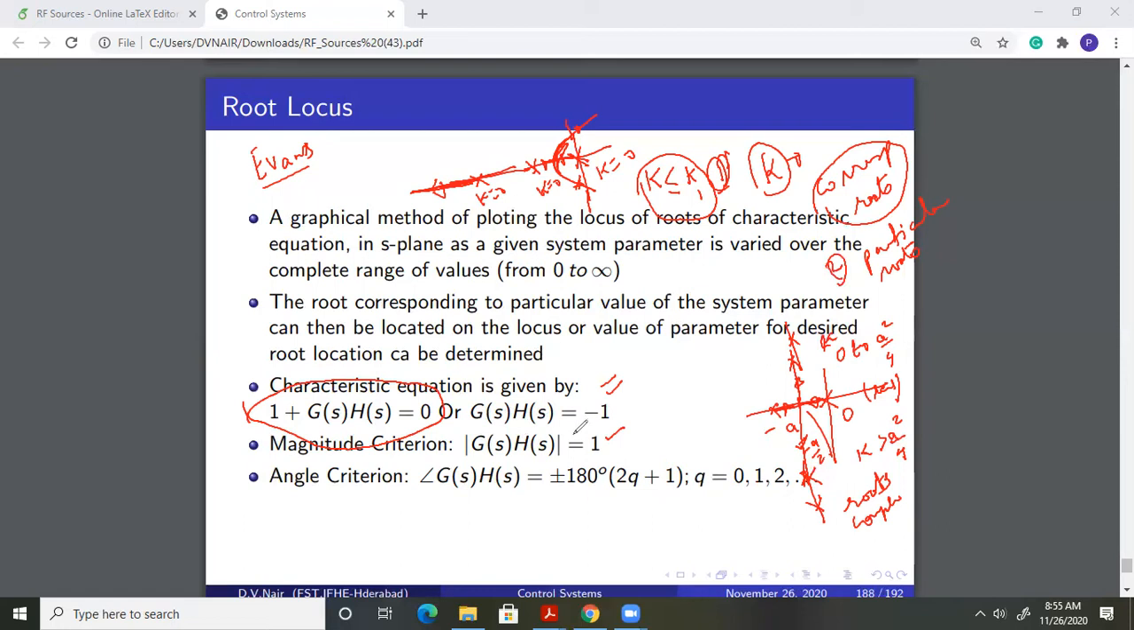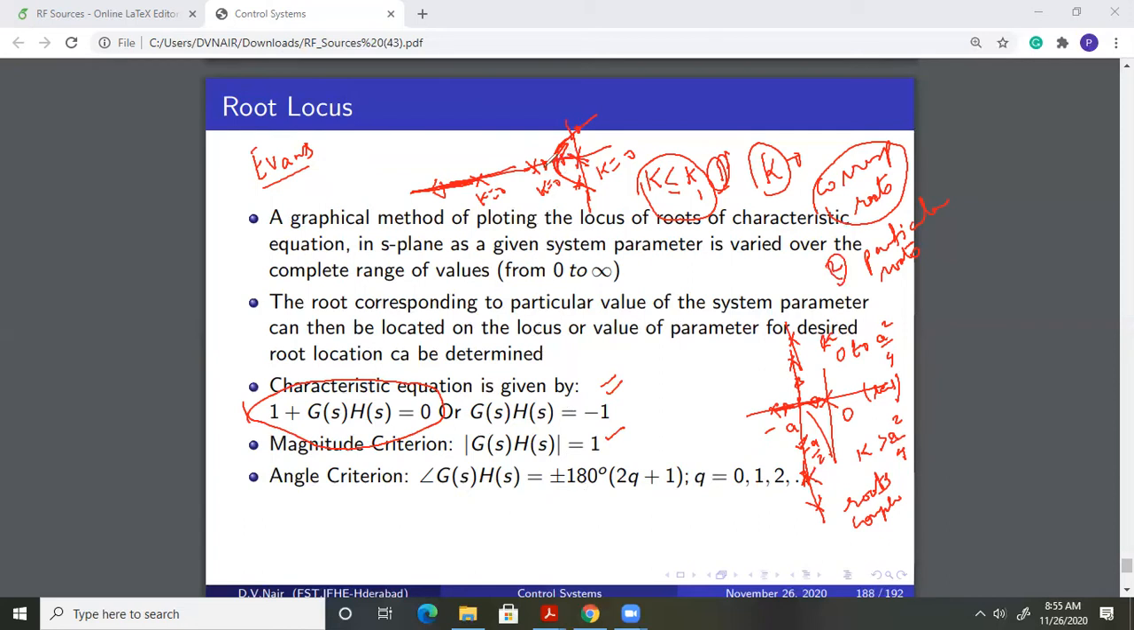180 degrees, right? Because we know cos of pi is what? -1. Cos of 3 pi is what? -1, right? And this complex quantity is becoming -1. So the angle contributed by GSHS has to fulfill this criteria, that it should be an odd multiple. 2q plus 1 will always give you an odd multiple of what? 180 degrees.